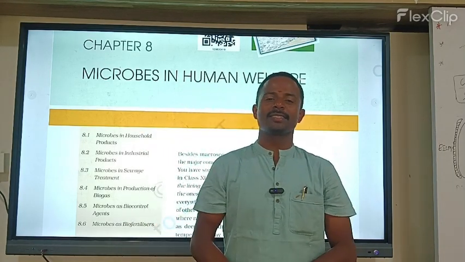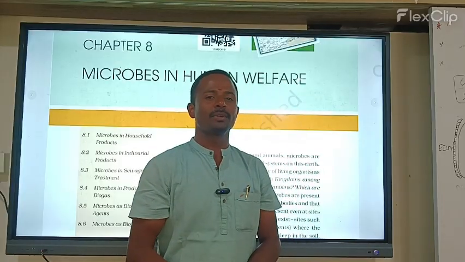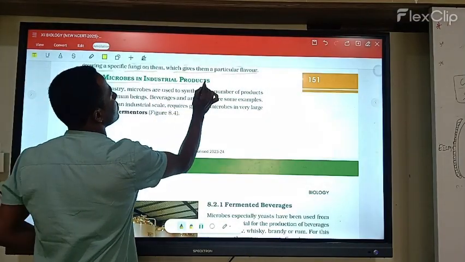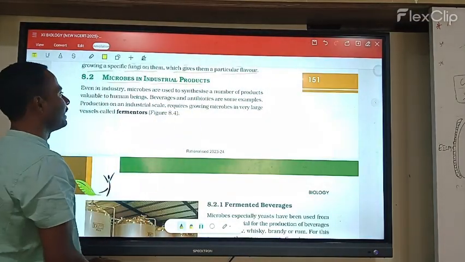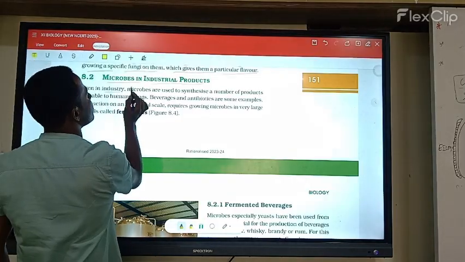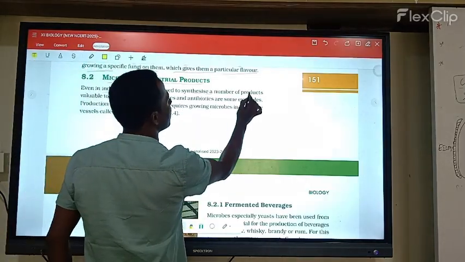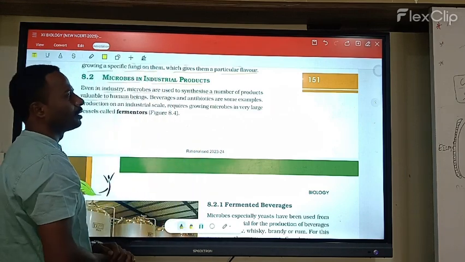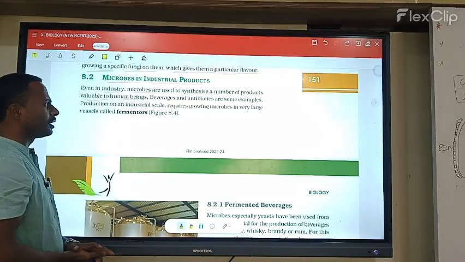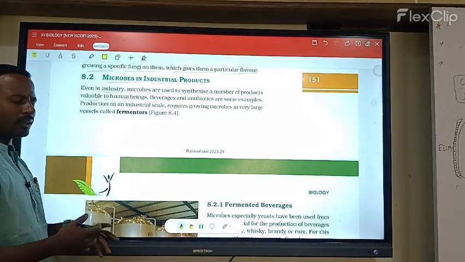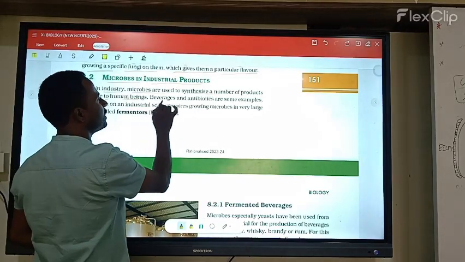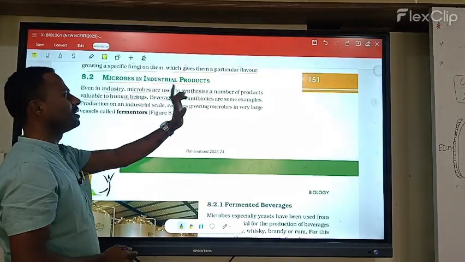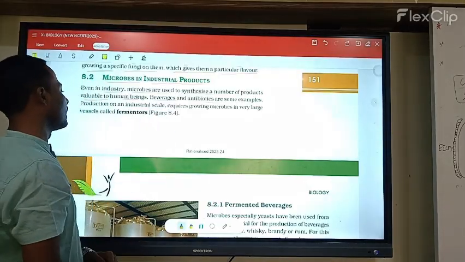For this section, we will discuss NCERT Class 12, the chapter Microbes in Human Welfare. Part 2, Microbes in Industrial Products. Even in industry, microbes are used to synthesize a number of products valuable to human beings. Microbes are used in industry in a number of ways, for example in the production of beverages and antibiotics.